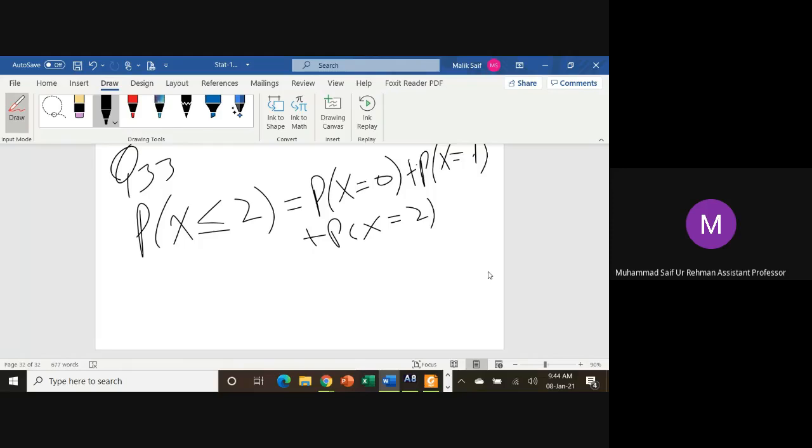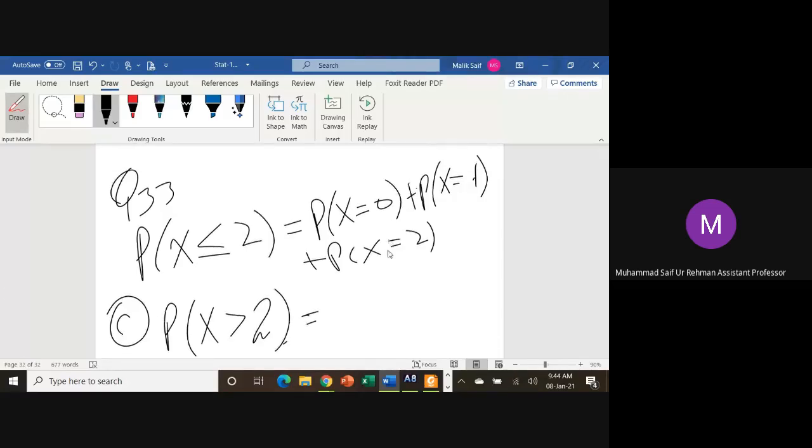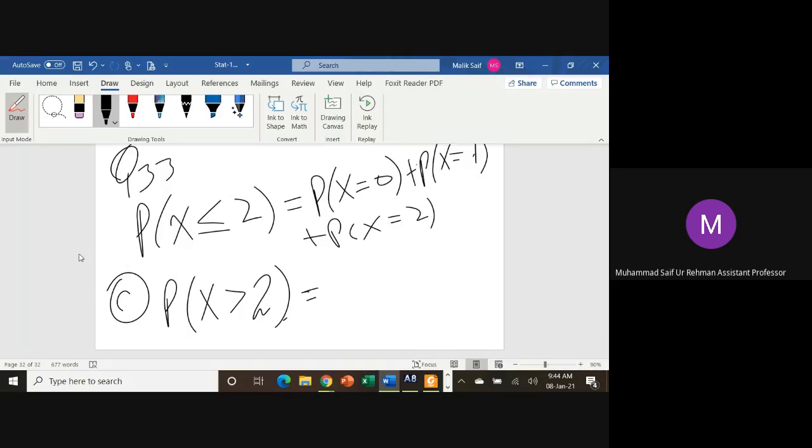Okay. Then there is a situation that is part C of this question, and in that the probability that x is greater than 2 is required. So in this situation, if you are going to use the strategy that I have used over here, then probability of x is equal to 3, 4, 5, 6, 7 up to infinity, you would have to write down. So that is not possible. So therefore, we will use the complement rule, and in this case, probability of x greater than 2 will equal 1 minus probability of x less than or equal to 2.